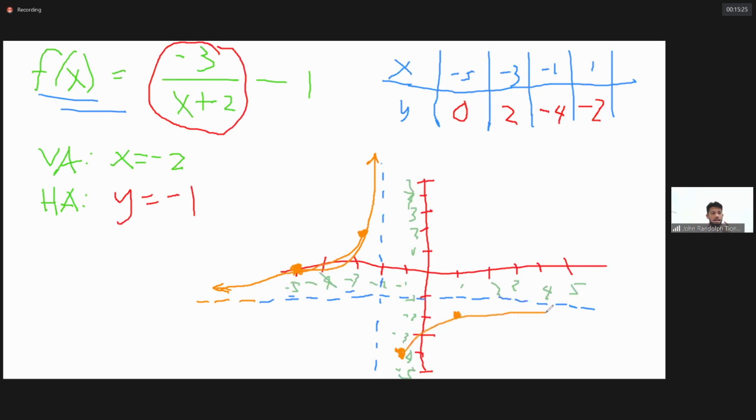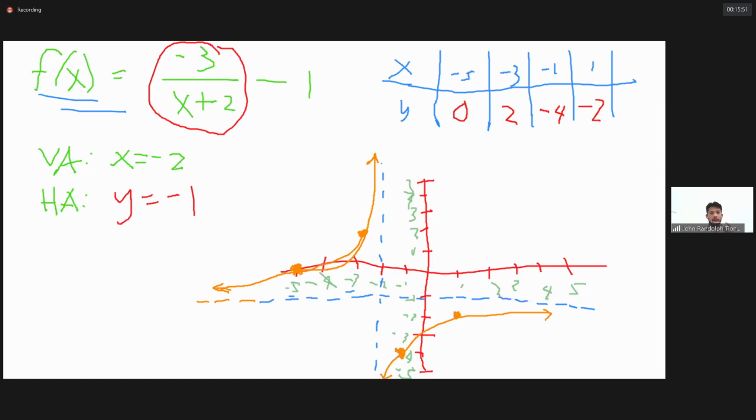Okay, it will never touch your horizontal asymptote, and it will never touch your vertical asymptote there. So, tingnan natin yung graph natin later ha. I-verify natin yan doon sa virtual graphing, which is yung Desmos. Okay, let's see if we have a correct graph.